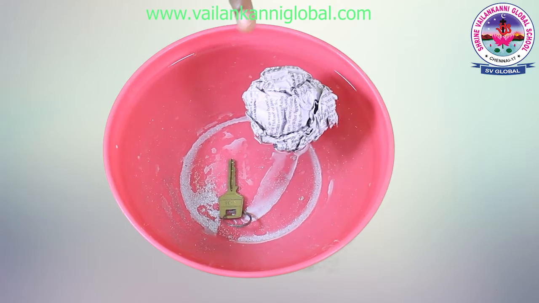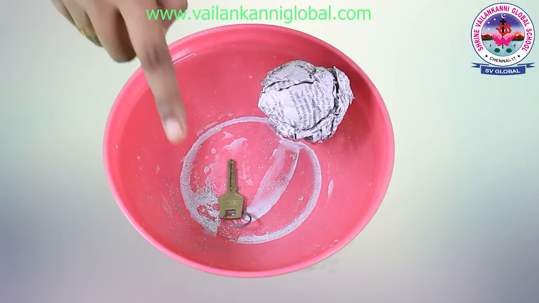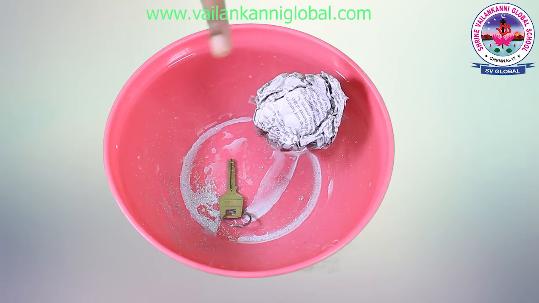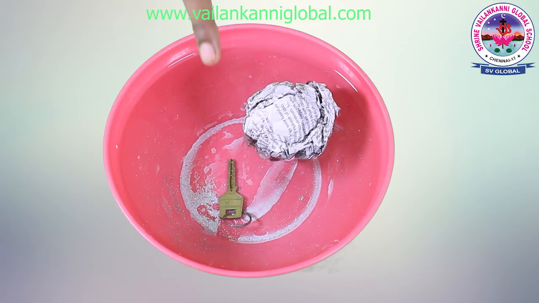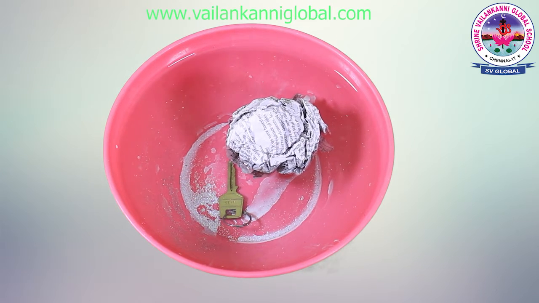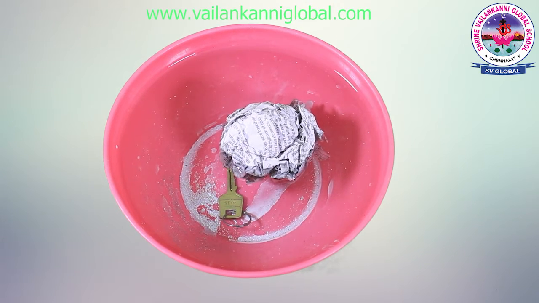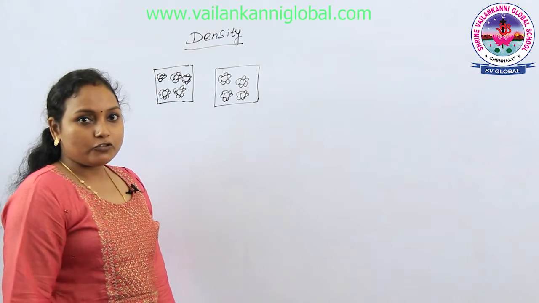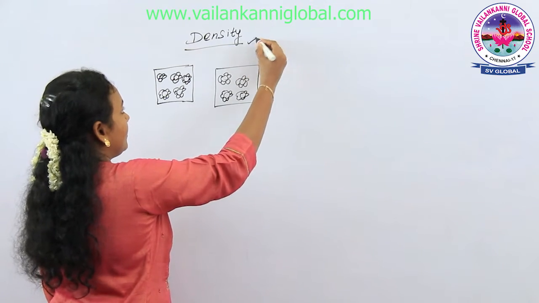Look at this. The paper ball floats and the key sinks. But they both have the same mass. Why does the key sink and the paper ball float? Because they have different densities. So this is our topic. Today we are going to discuss the topic of density.